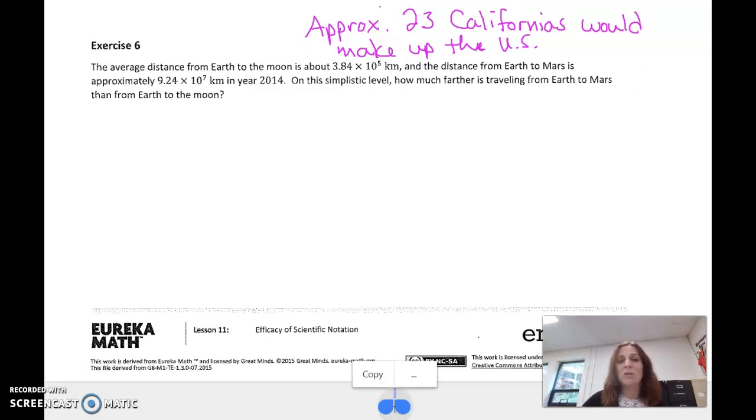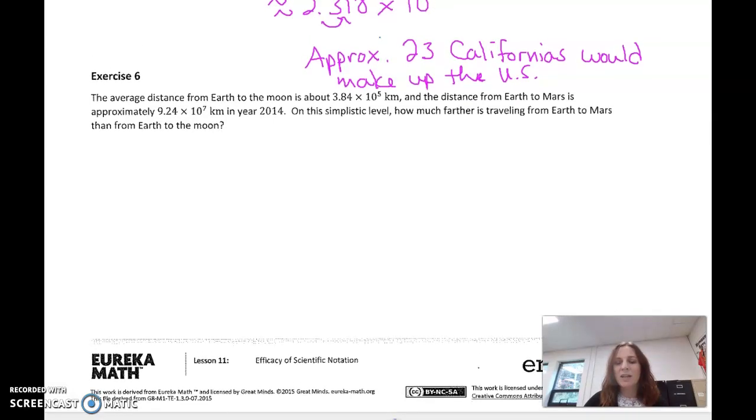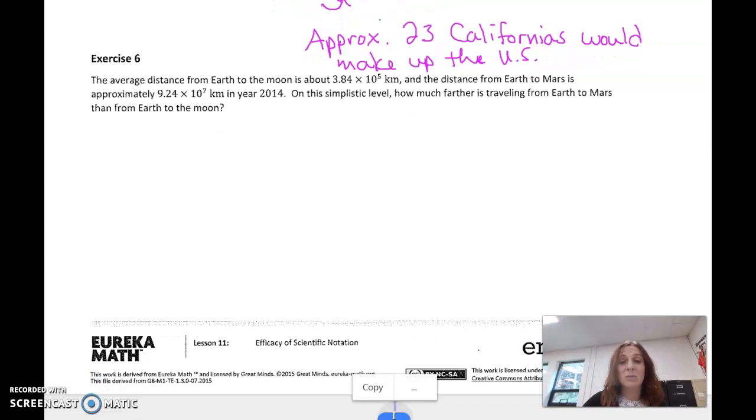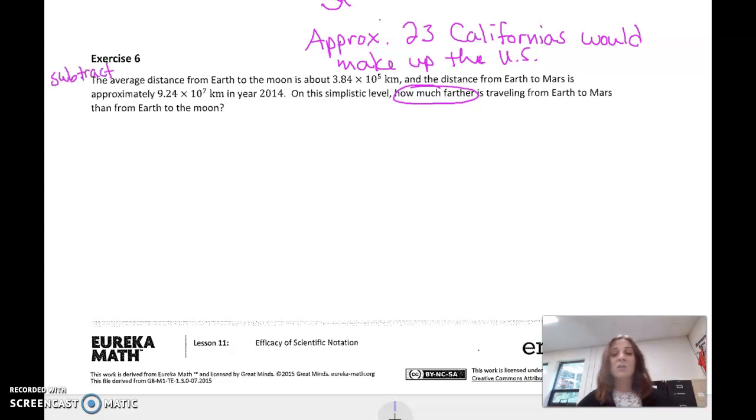The average distance from Earth to Moon is about 3.84 times 10 to the fifth kilometers. Distance from Earth to Mars is 9.24 times 10 to the seventh kilometers. So on the simplistic level, how much further is it traveling from Earth to Mars than Earth to the Moon? How much farther? Well, if we want to figure out how much farther something is, if it was 90 miles to Mars and it was 30 miles to the moon, how much further is it? Well, we would subtract. So that's what we want to do here. So this will be a good chance for us to work on our subtraction skills.